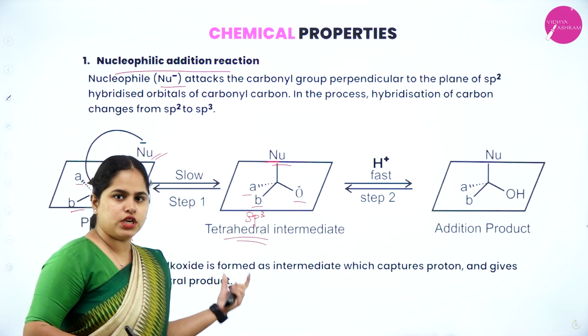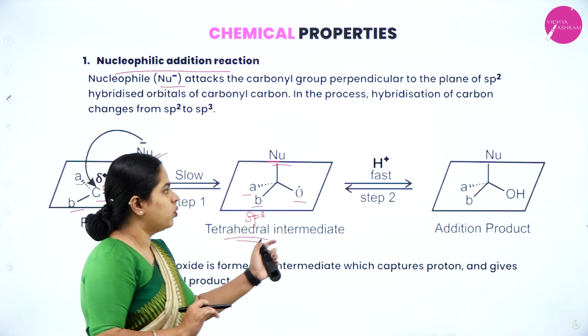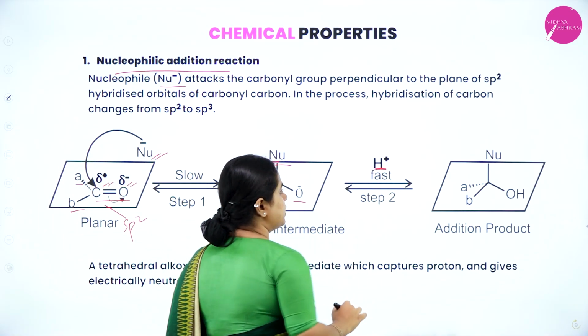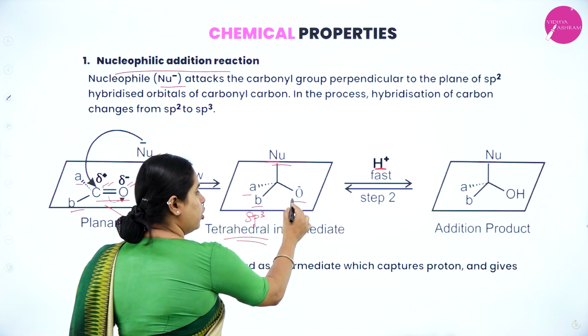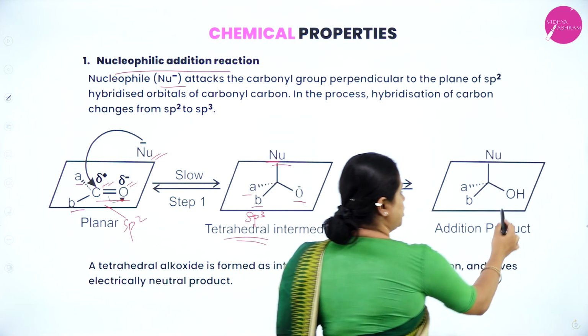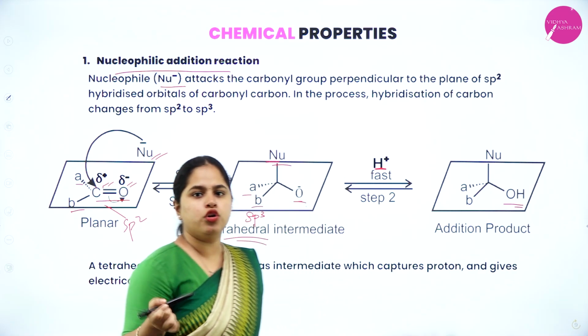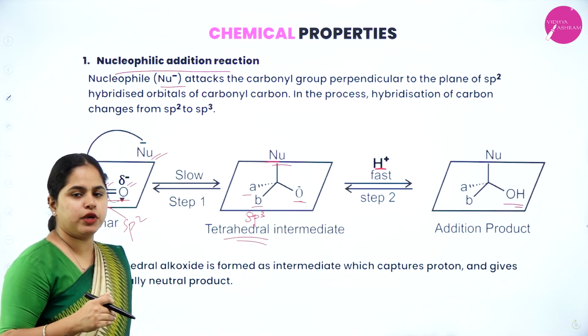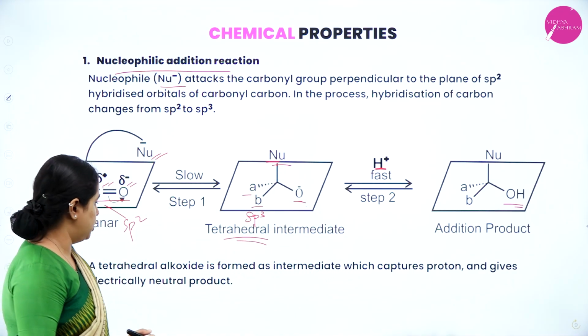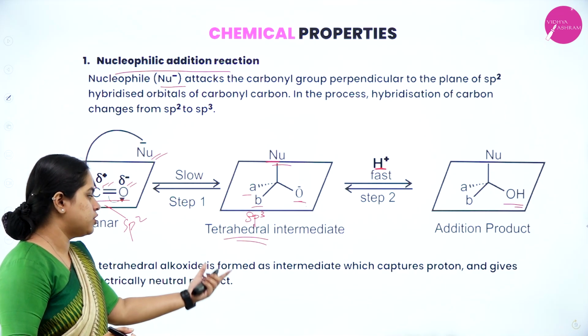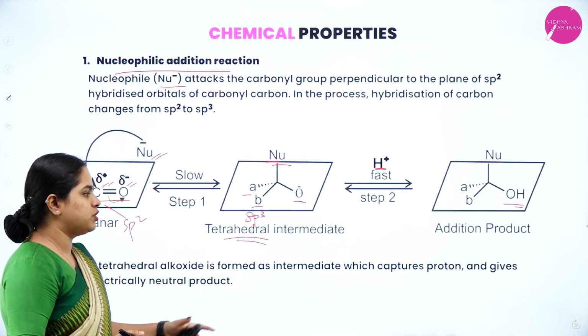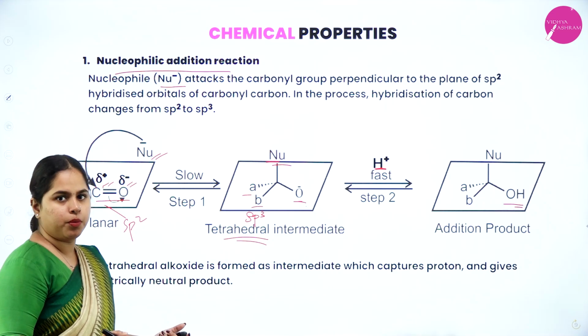Okay, all 4 bonds are there. So, it is tetrahedral. It undergoes protonation, that is H plus is going to be added to the O minus and you will get the OH here. So, this is how the nucleophilic addition will take place, that is from sp2 to sp3 hybridization it will move. A tetrahedral alkoxide is formed as intermediate which captures the proton and gives the electrically neutral product. Clear?